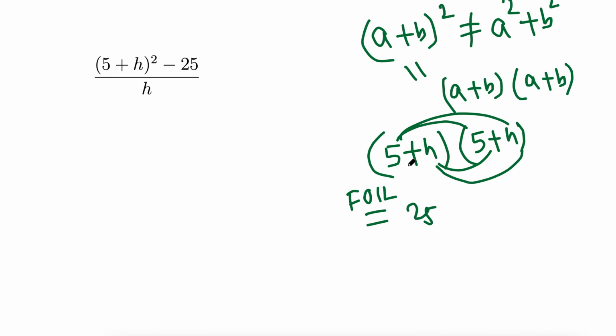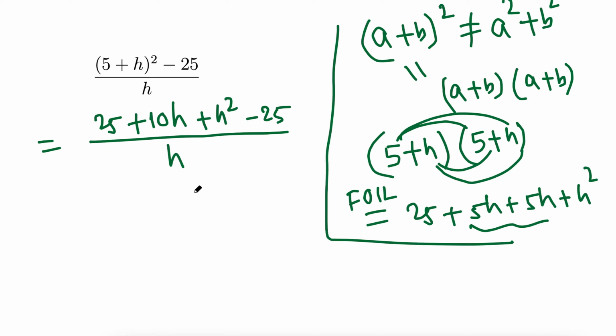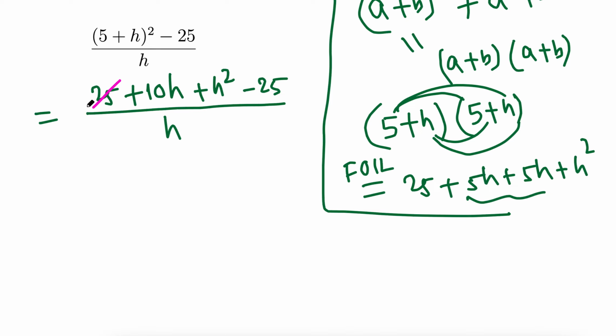Pi 5 is 25, pi h is 5h, h squared. So let me write over here. I'm just trying to get rid of this square, and I'll have now 25. I can combine these two terms, plus 5h plus 5h is 10h plus h squared. That's from this, minus 25. Now on the top we can see positive 25, negative 25 cancel. And we cannot cancel anything else because we have 10h plus h squared. We got two terms.